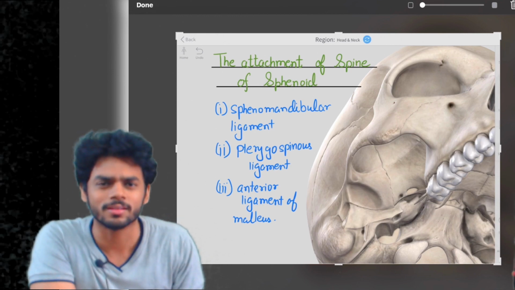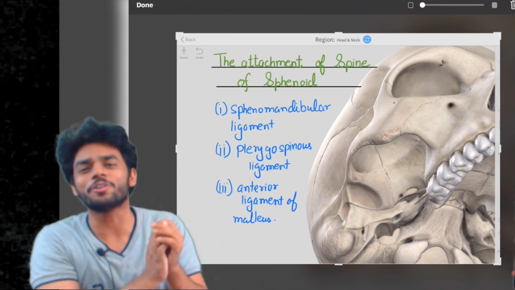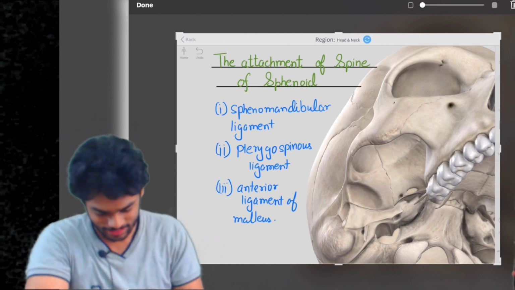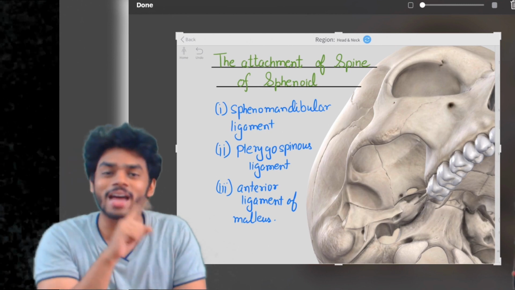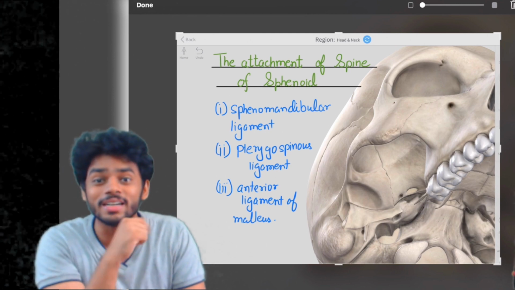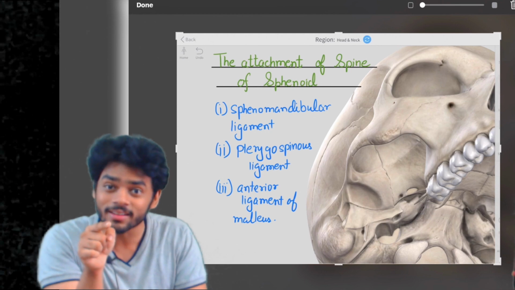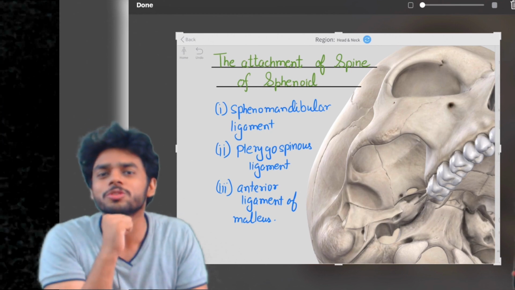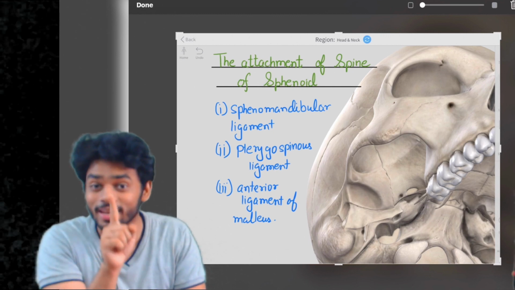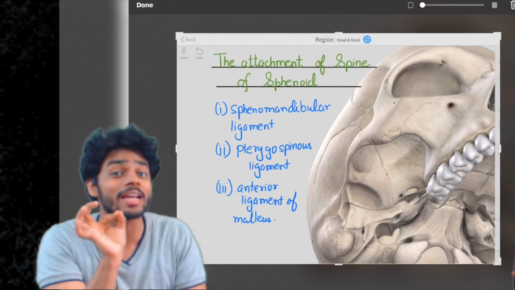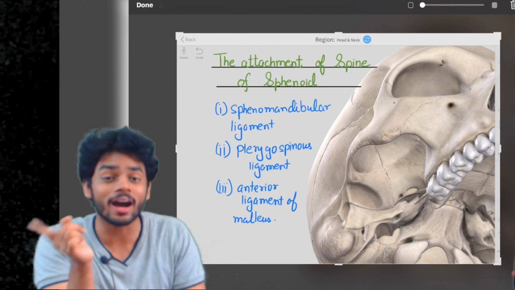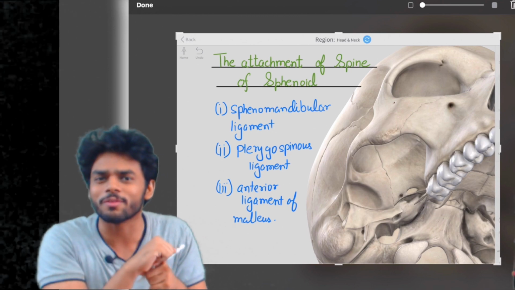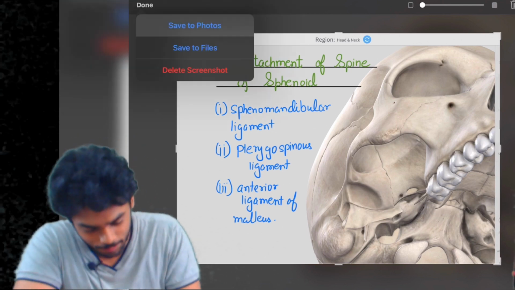Where is malleus? You must have studied the three ear ossicles: malleus, incus, and stapes. This malleus is an ear ossicle. One end of this ligament is attached to the neck of malleus, and the other end may sometimes come out and attach to the spine of sphenoid, but not always. Okay, let me show you.